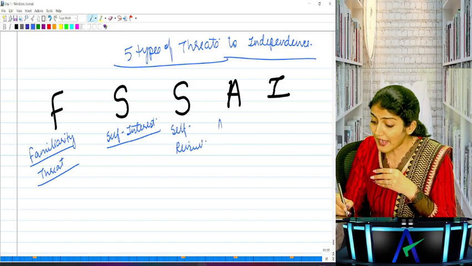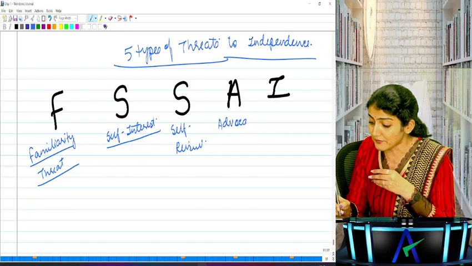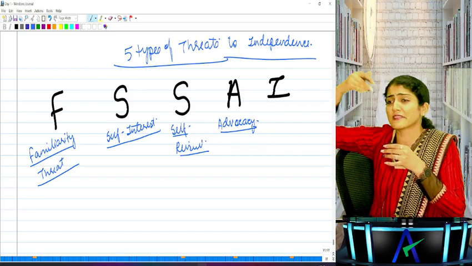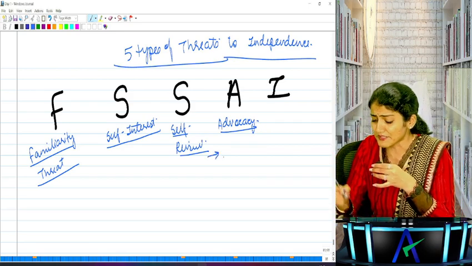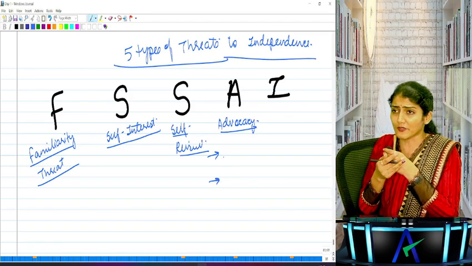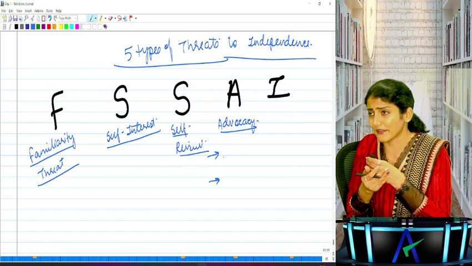Then you have the advocacy threat. Advocacy means you are being an advocate for your client. You're saying, oh, this company is the best. Everybody should purchase the shares of this company. You're handling litigations on behalf of the company. So again, you can't be independent.